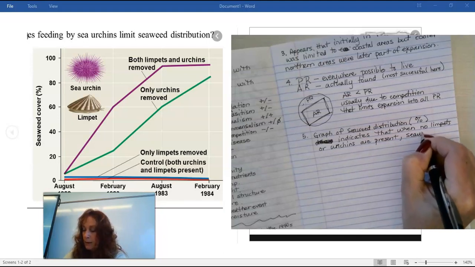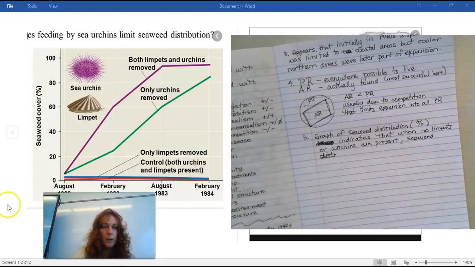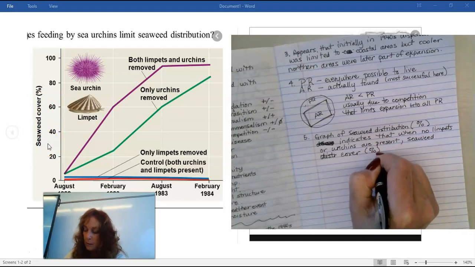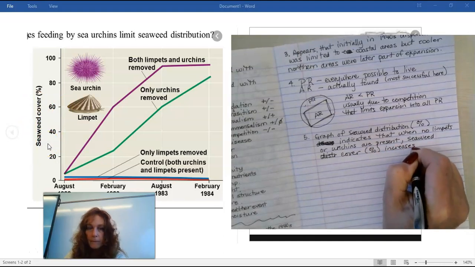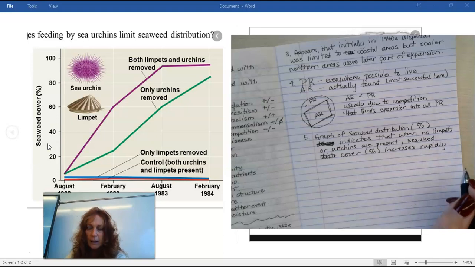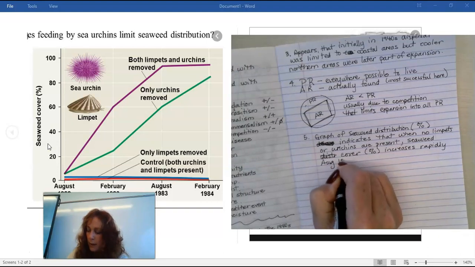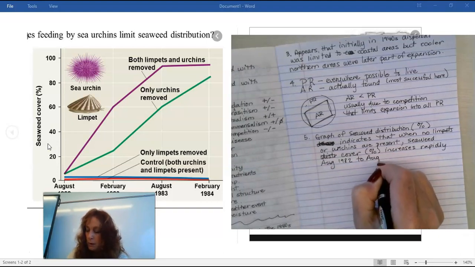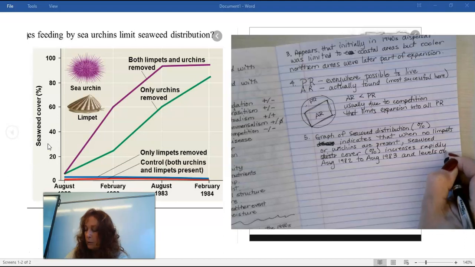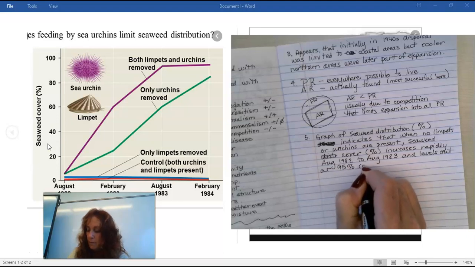I'm going to keep using the same words because this is what we're looking at. Let's change this to cover, because over here they said cover. Seaweed cover as a percent increases rapidly, right? Now, does it go forever and ever? Well, no, because you can't go over 100%. But it increases rapidly from August of 1982 to August of 1983 and levels out at 95%. That's what I'm going with. 95% cover.